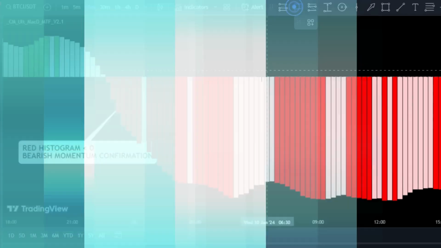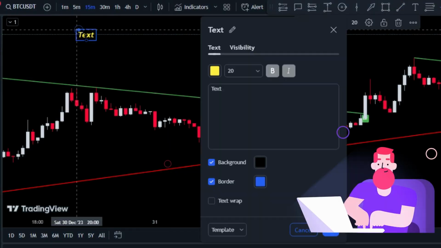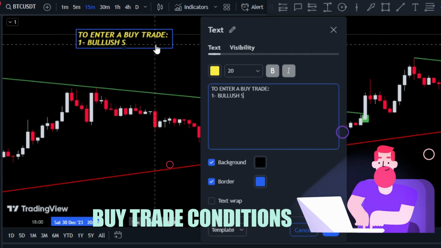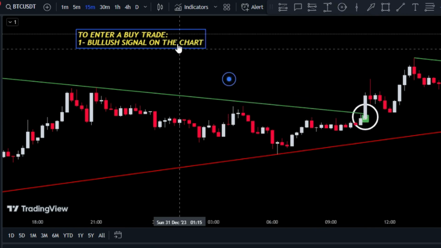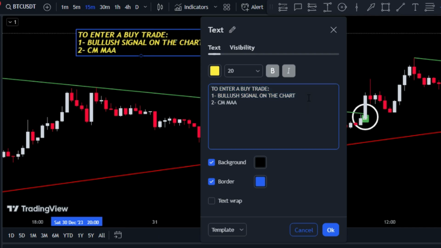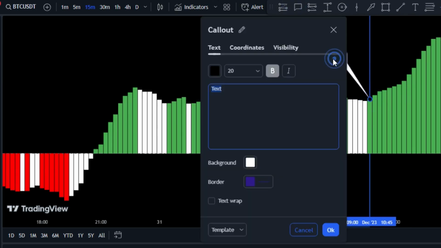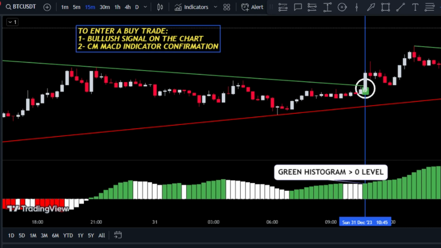So, when it comes to trading, it's important to carefully consider the conditions before entering a trade. For a long trade, we want to wait for a bullish breakout signal. And then make sure the CM-MACD indicator is green and above the 50 level. So, if both of these conditions are met, we can feel confident about entering a trade.